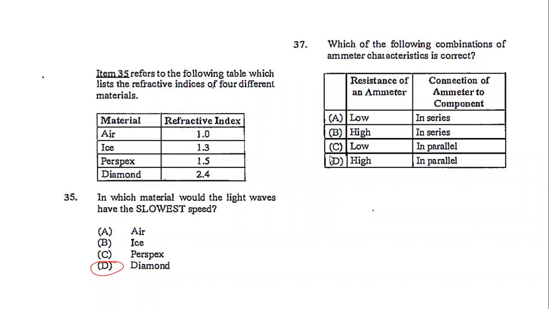And I'm just going to go a bit faster now, so we don't run out of time and we can still have a chance to look through the more difficult ones. So they ask us which of the following combinations of ammeter characteristics is correct. So ammeters have to have a low resistance, and ammeters are connected in series. So the answer there is A.